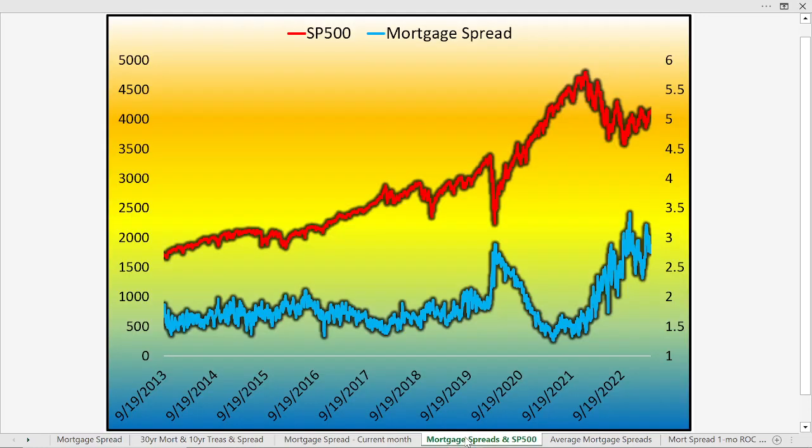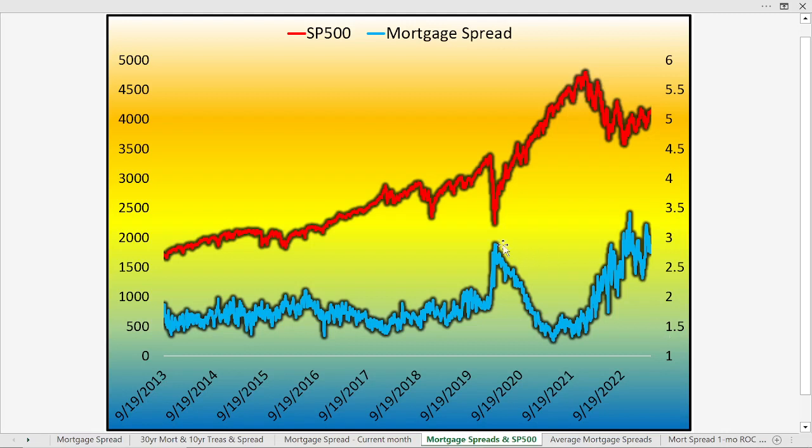Now we see here the red indicates the S&P 500. The blue is the mortgage spread. And we can see here, as stocks go up, the mortgage spread tends to stay near the low. Take a look at where the mortgage spread was in 2018, 2019: 1.5%, a 150 basis point difference between the 30-year mortgage and the 10-year U.S. Treasury.